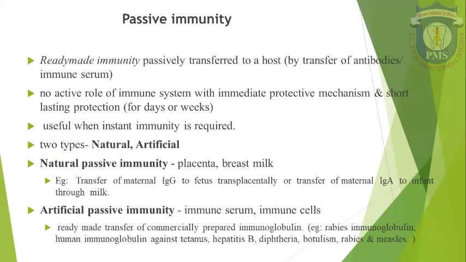Natural passive immunity is either through the placenta or breast milk. For example, transfer of maternal IgG, or immunoglobulin G, to the fetus transplacentally, or transfer of maternal IgA, or immunoglobulin A, to the infant through milk. Artificial passive immunity is through immune serum or immune cells, that is, ready-made transfer of commercially prepared immunoglobulin. Examples are rabies immunoglobulin and human immunoglobulin against tetanus, hepatitis B, diphtheria, botulism, rabies and measles.